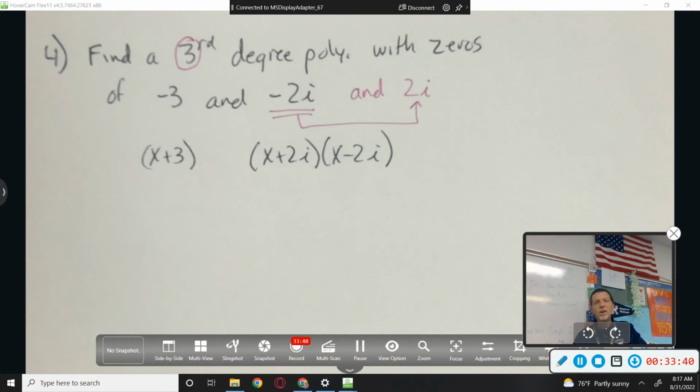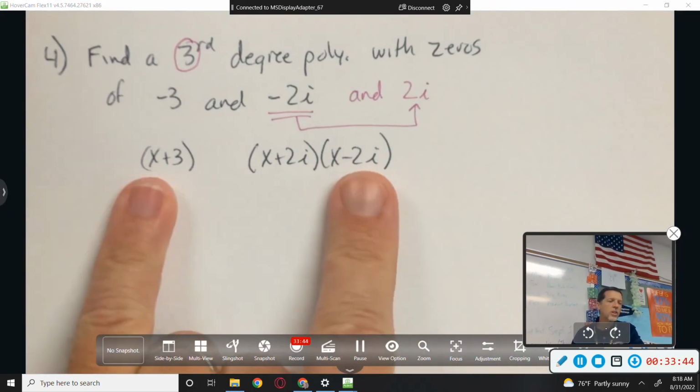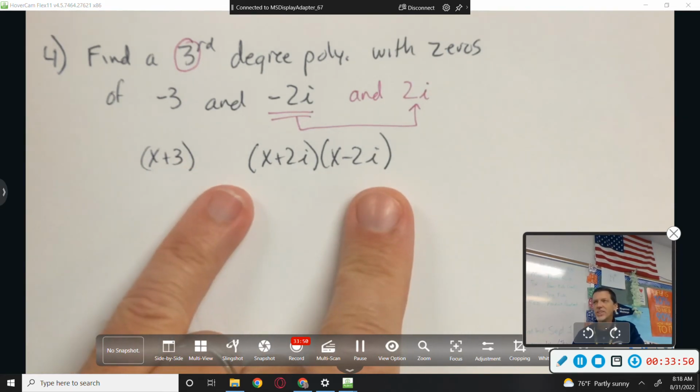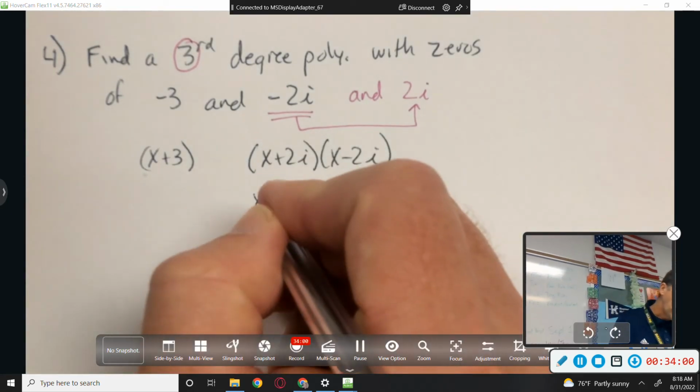I kind of gave away the next question. It's your choice on which two of the factors you want to multiply together first, but I think there's a clear choice. Which two should we multiply together first? Yeah, the conjugates, because that should make things easier.